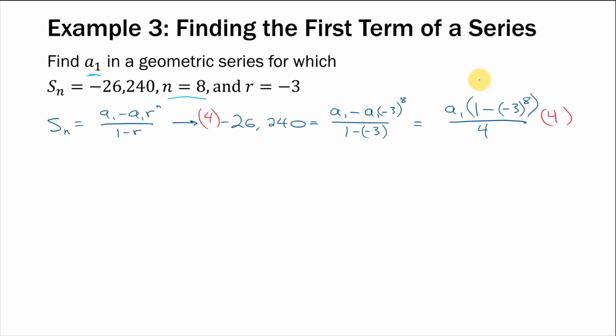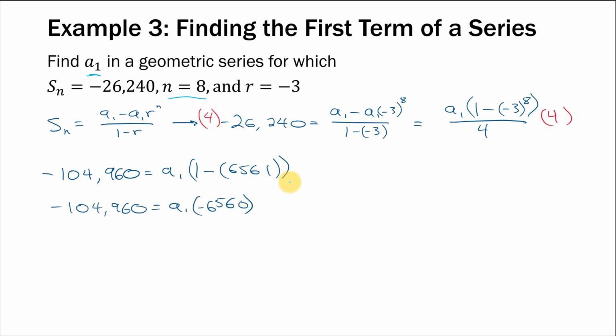All right, so that's going to give me negative 104,960. That's equal to what I have left over here in my numerator, which is a sub 1 times 1 minus negative 3 to the 8th is 6,561. Okay, so that's going to give me, on the right-hand side, a sub 1 times negative 6,560. And I can divide that through both sides, and I get an a of 16.